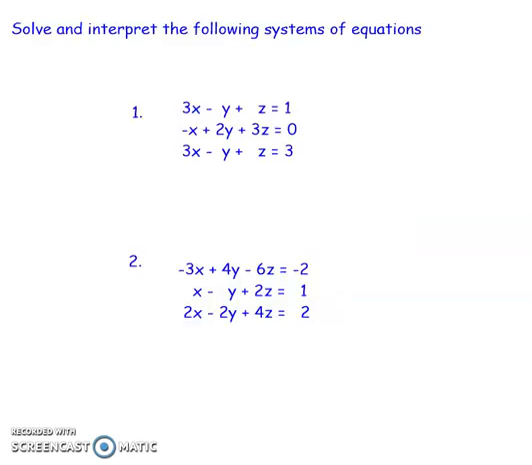So just two questions for you, two systems of equations. What I want you to do is solve and interpret both of them and tell me what they mean. So, go for it.